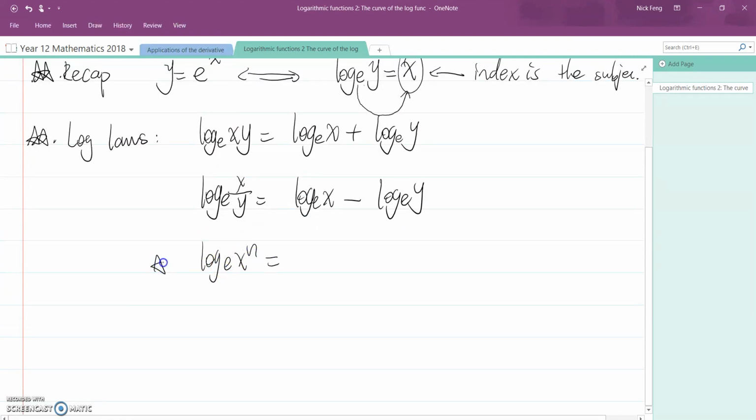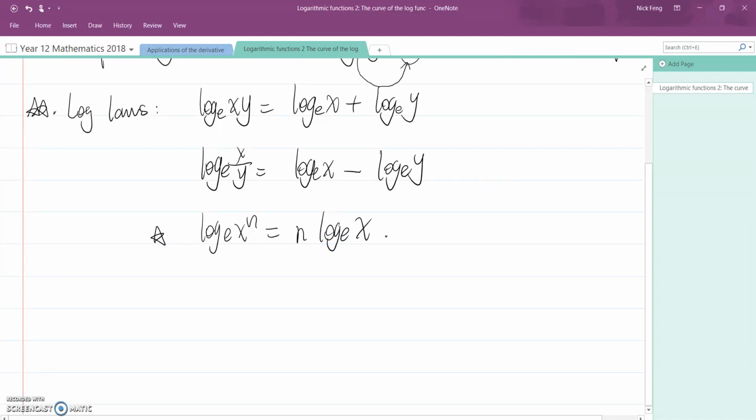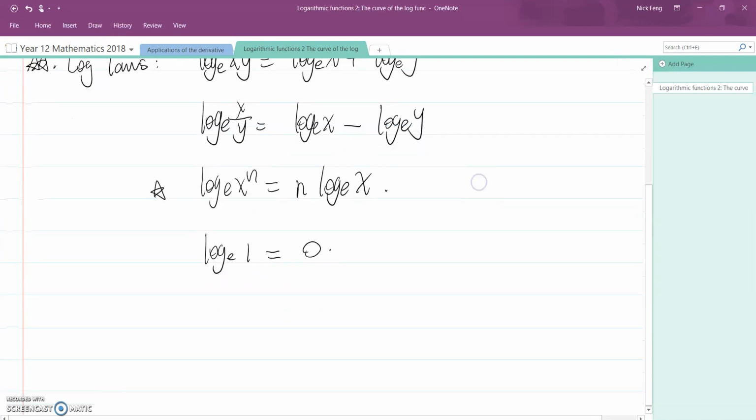This is very important: you can bring the power down if it is inside the log. And there are some very important results as well. Log of 1 is 0, because e to the power of 0 is 1, and we're going to use this idea very soon. And log base e of e is 1, because e to the power of 1 is e.